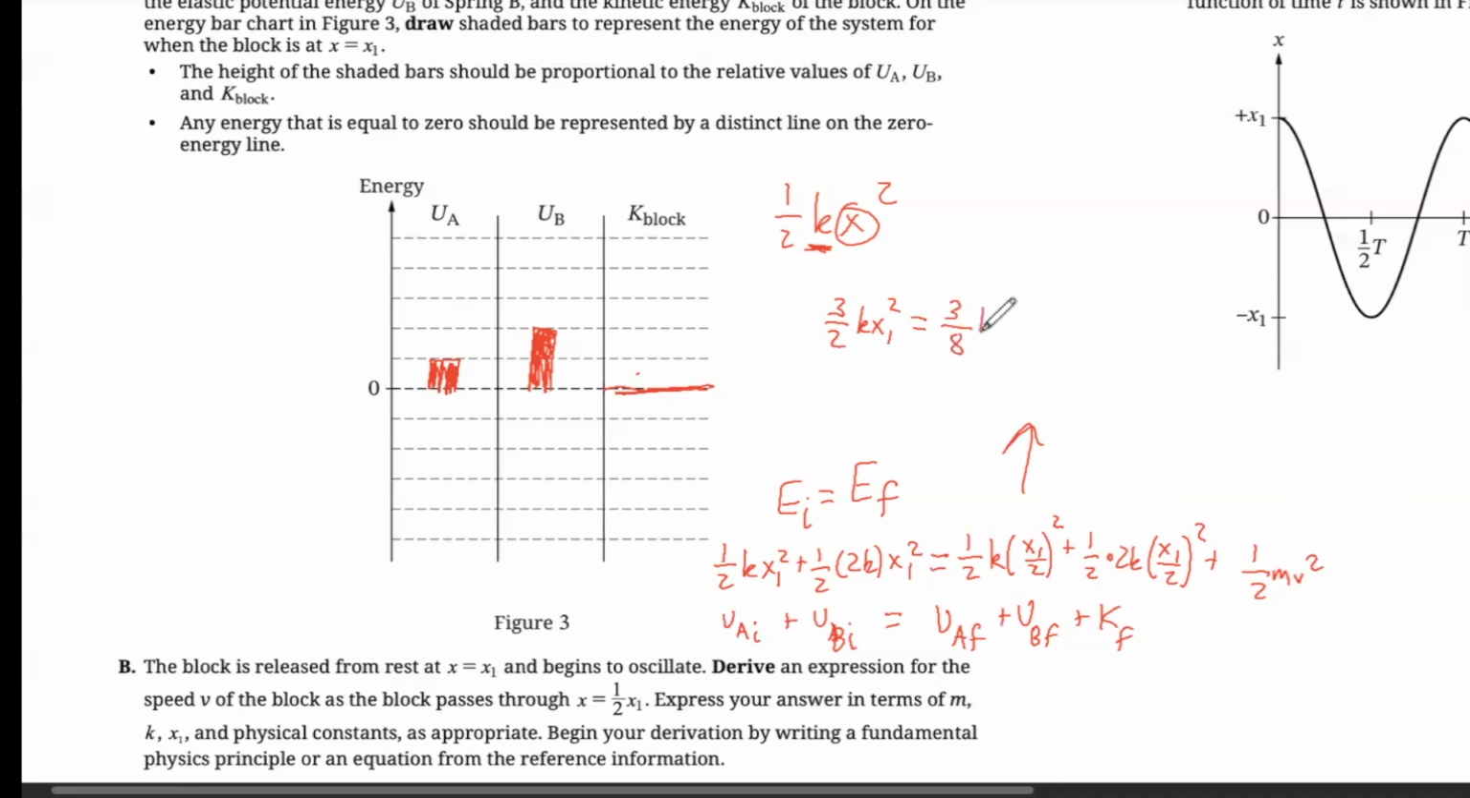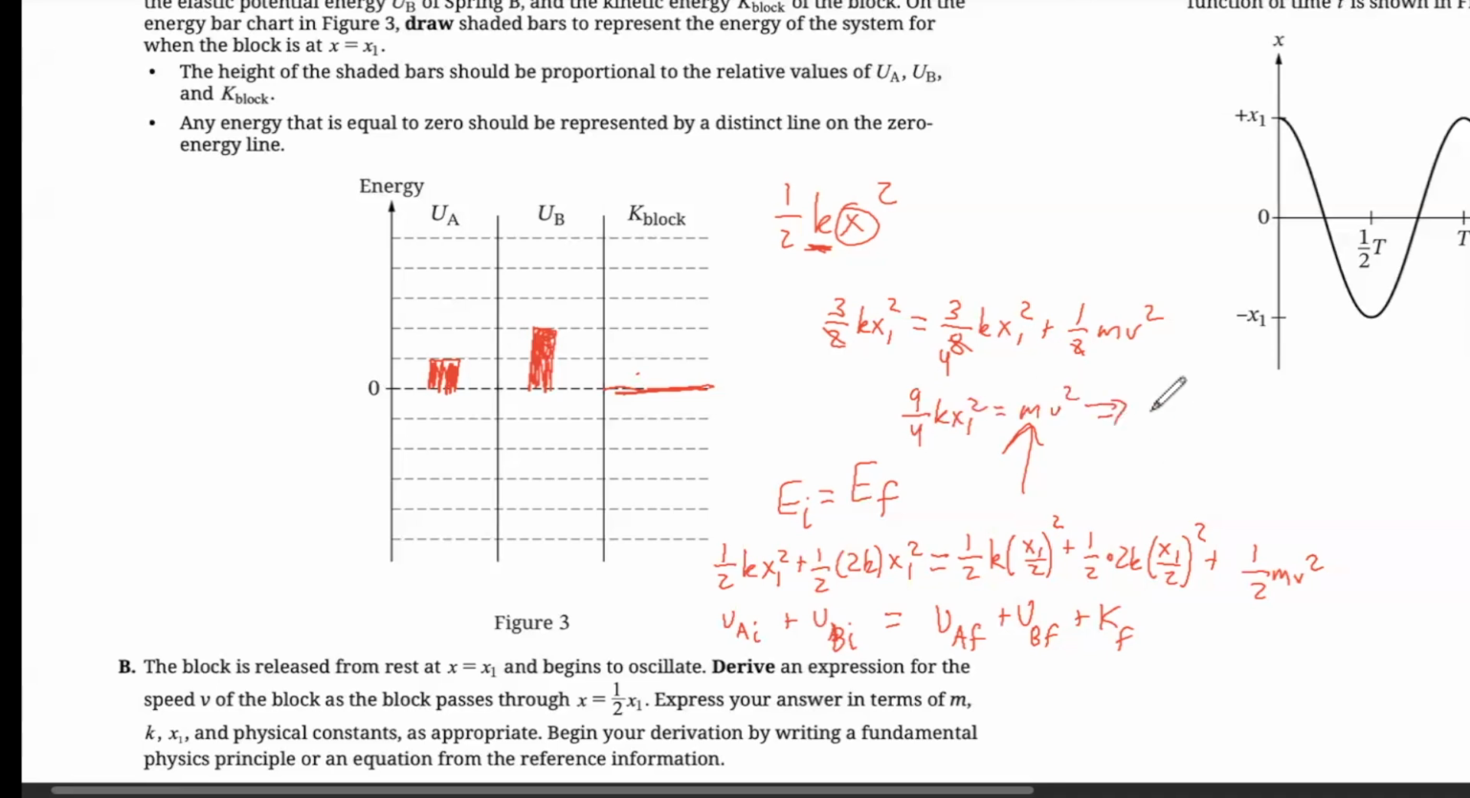So 3/8 k x1 squared plus 1/2 mv squared. Let's cancel one of the 2's out. So that's going to give us a 4 here. So 3 minus 3/4 is 9/4. So 9/4 k x1 squared equals mv squared.